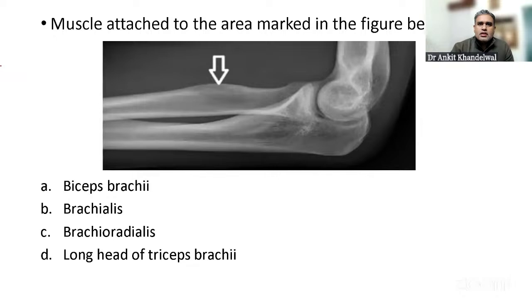Let's see. The first MCQ: muscles attached to the area marked in the figure given below. You can see the figure, and the options are biceps, brachialis, brachioradialis, and long head of triceps brachii.